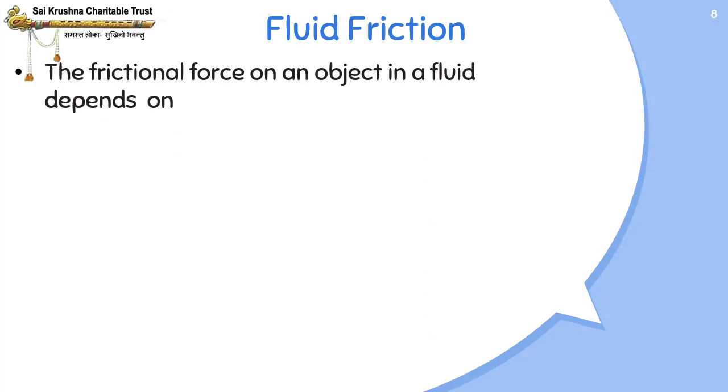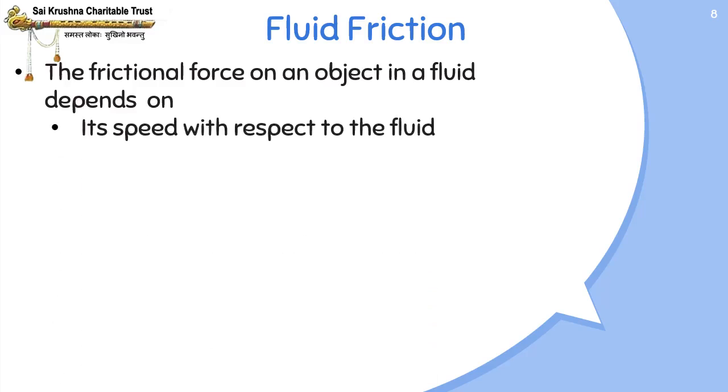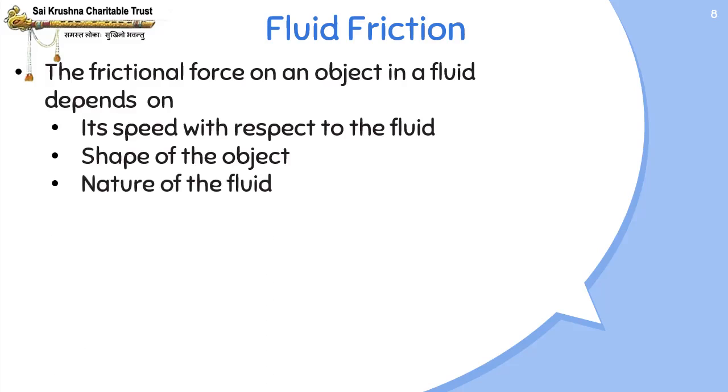Now the frictional force on an object in a fluid depends on certain factors. It depends on its speed with respect to the fluid. If it is going fast or slow, the frictional force would depend on that. It would depend on the shape of the object, whether it is round or square. And it depends on the nature of the fluid itself, whether the object is moving in water or air or some other liquid.